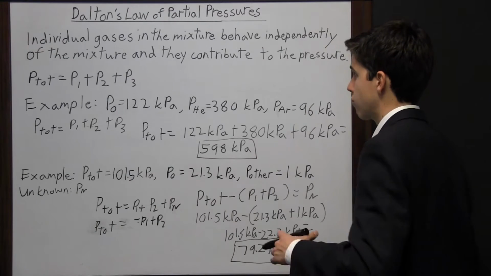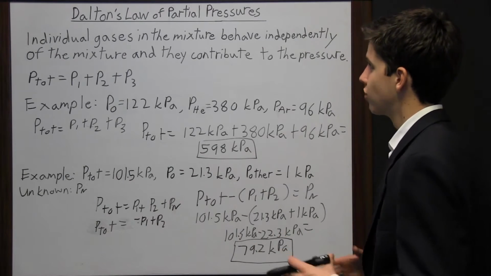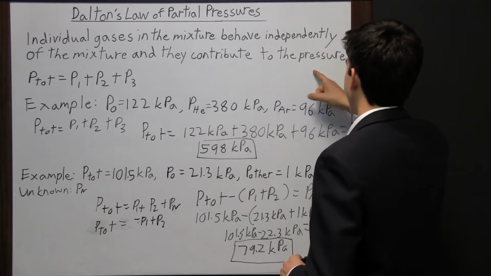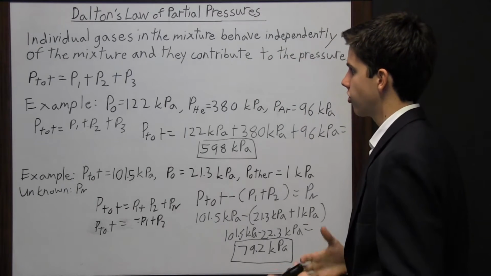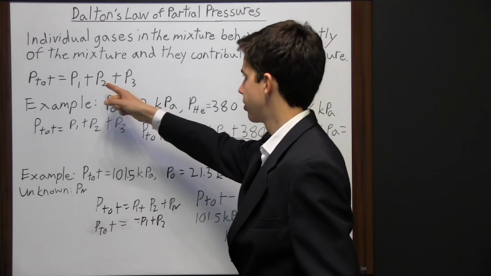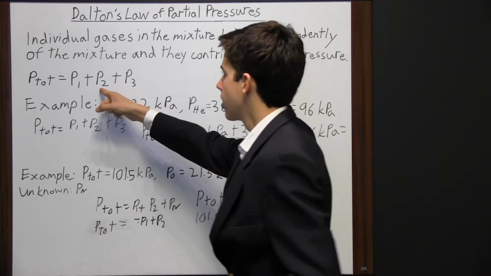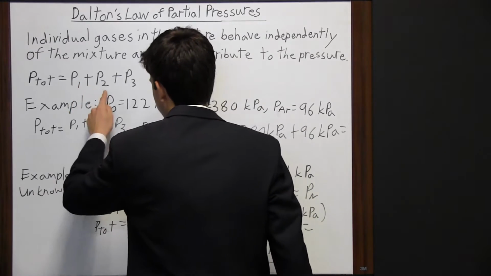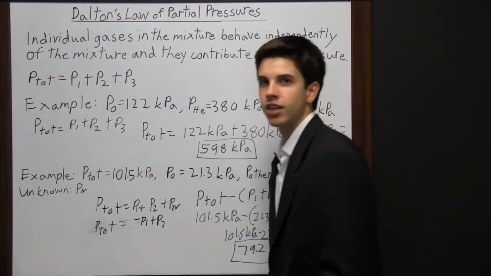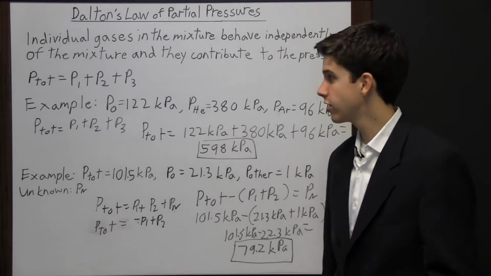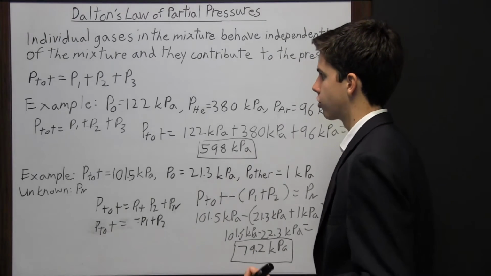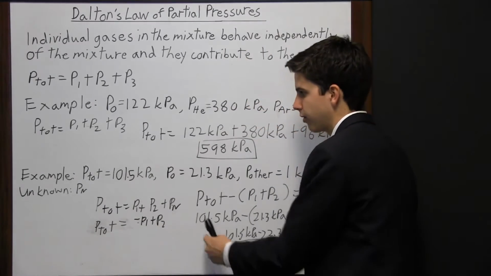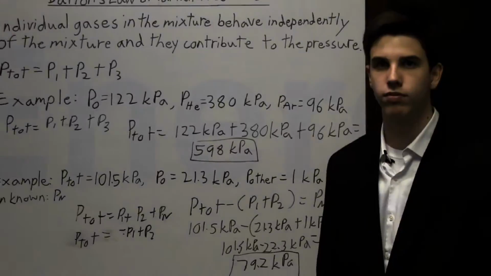So the important thing to remember about Dalton's law is it shows that individual gases in a mixture behave independently of the mixture, and they contribute to the pressure. So notice here we don't have to find the partial pressure of gas number 2 in light of the other pressures. All we're doing is finding the pressure of each gas and then adding them together to find the total pressure. And this equation can also be used, if we already know the total pressure, to find the partial pressure of one of the gases, like we did in this last example.